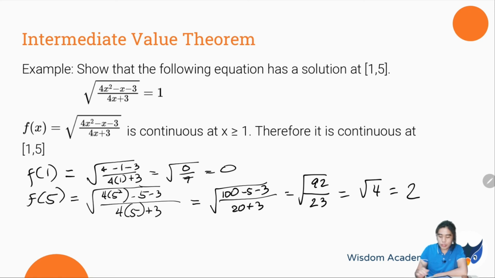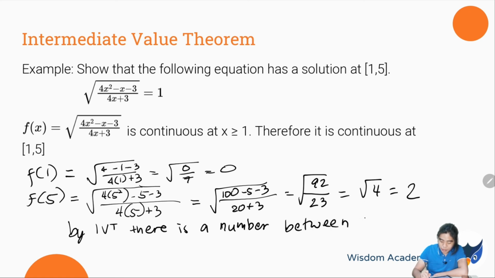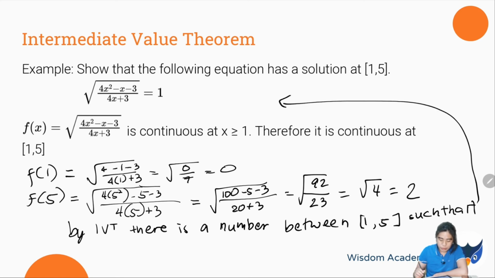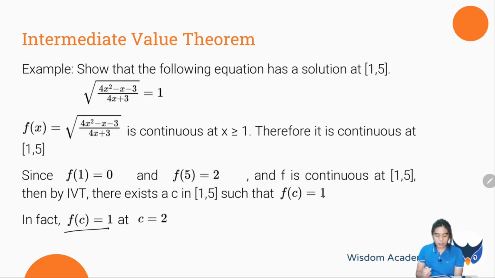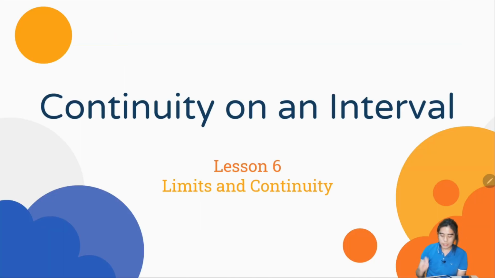is equals to 0 and 2, and 1 is between 0 and 2, therefore, by IVT, there is a number between 1 and 5 such that this will be true. In fact, f of c is equals to 1 at c is equals to 2. So, that's it for the continuity on an interval.